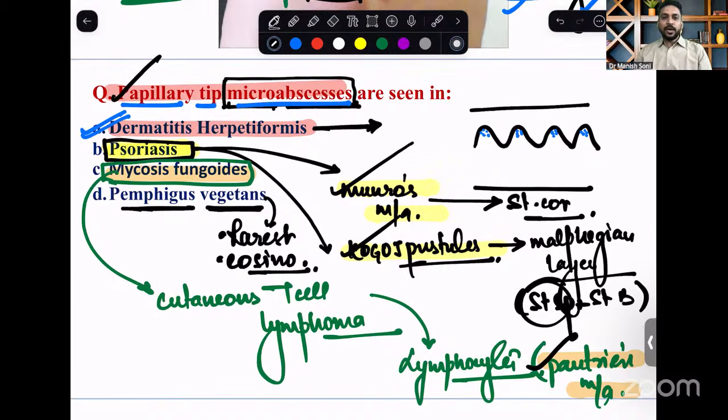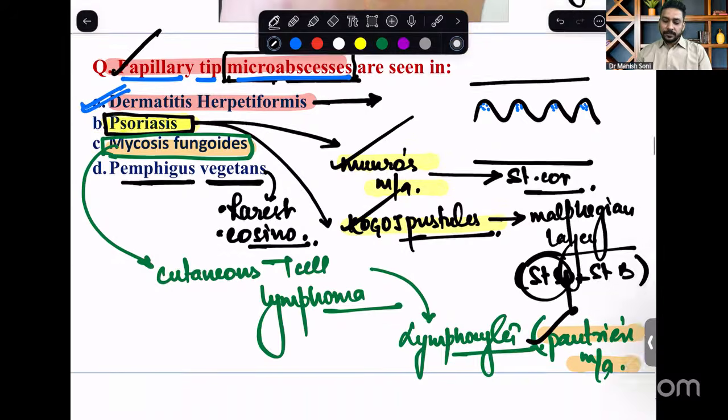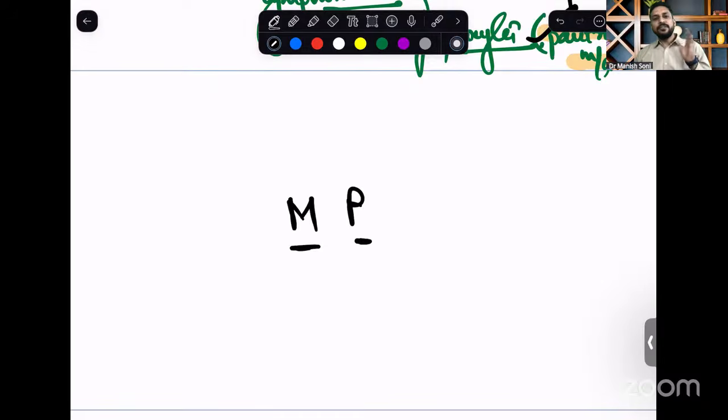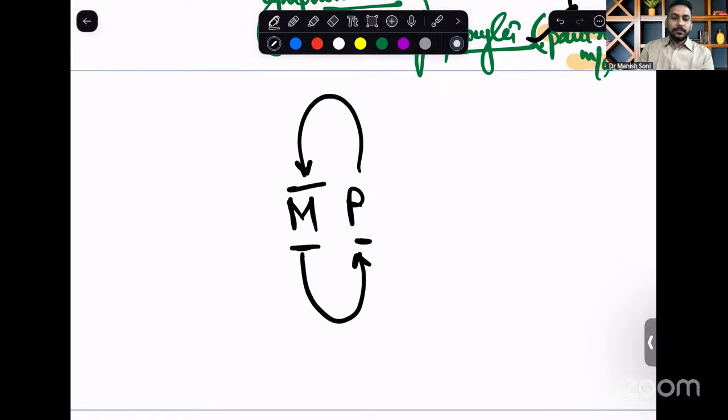So these are some more important points which you can remember about these different microabscesses. Generally, questions are asked on Munro's and Pautrier's. So if you ever forget between Munro's and Pautrier's, you can very easily recall that M is seen in P and P is seen in M, isn't it? Munro's is seen in psoriasis, and Pautrier's is seen in mycosis fungoides.